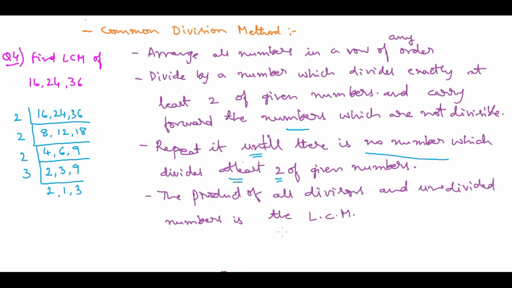Now what is the LCM then? The LCM is the product of all the divisors and the remaining numbers. So 2 2s are 4, 4 2s are 8, 8 3s are 24, 24 2s are 48, and 48 3s are 144. So this is the LCM of 16, 24 and 36. It's a very simple concept.